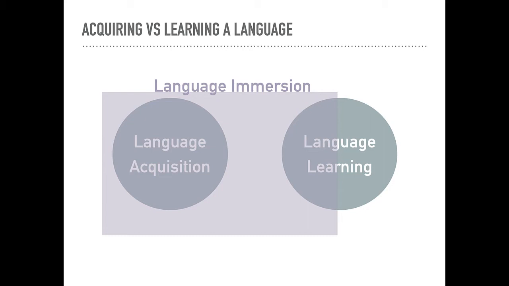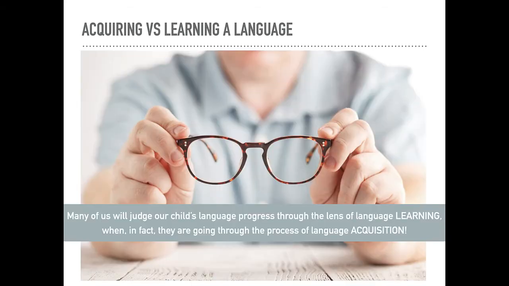In fact, current research would suggest that the best way to pick up a language is through immersion, regardless of which process you use. However, immersion is required for the language acquisition process, but only optional for the language learning process. Now, as a language immersion parent, it's really important that you understand the differences in the processes, because many of us will judge our child's language progress through the lens of language learning when they are in fact going through the process of language acquisition. So let's look at the differences.